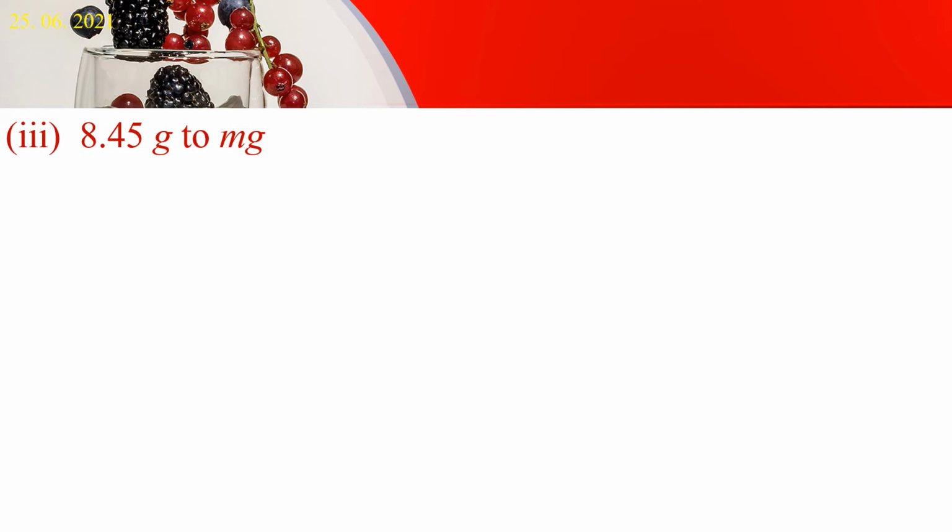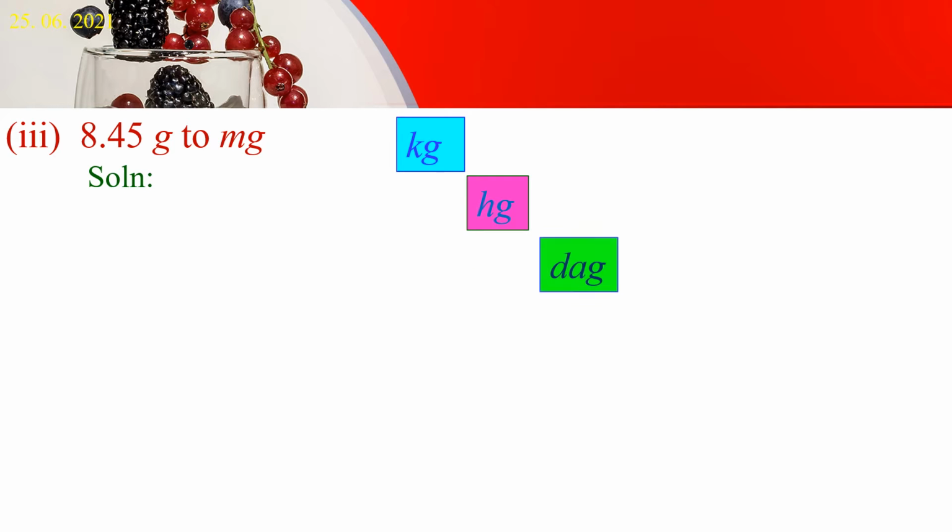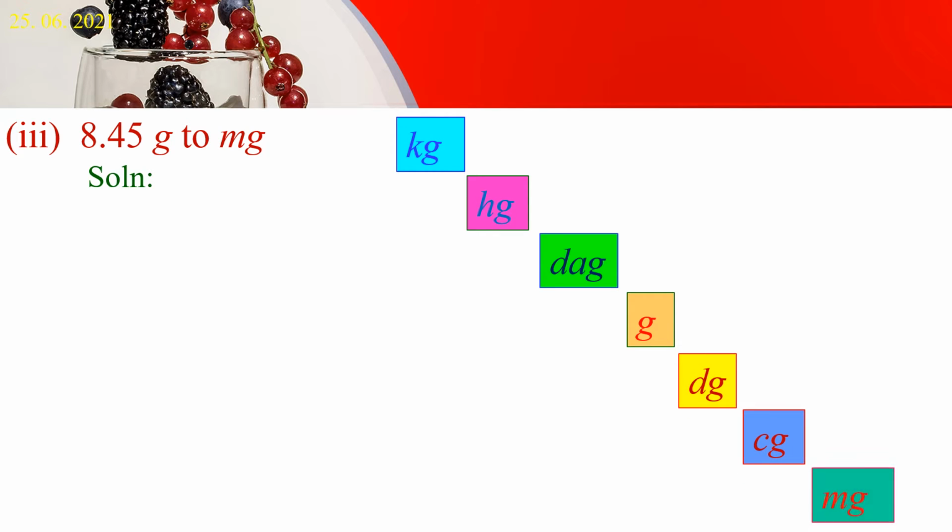Third question, 8.45 gram to milligram. Here we have to convert gram to milligram. Let us see the solution for this sum. Before that, we know the units. The topmost one is kilogram, then hectogram, decagram, base unit gram, which is followed by decigram, centigram, milligram. Now we have to convert gram to milligram. Let us see how many steps we have to move to reach milligram.